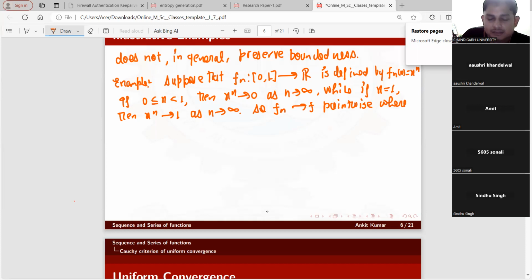So the question is: suppose that fn from the closed interval [0, 1] to R is defined by fn(x) = x to the power n. Okay. If x lies between 0 and 1, then x^n tends to 0 as n tends to infinity, while if x is equal to 1, then x^n is equal to 1. So fn tends to f pointwise, where f(x) is equal to 0 if x lies between 0 and 1, and 1 if x is equal to 1.